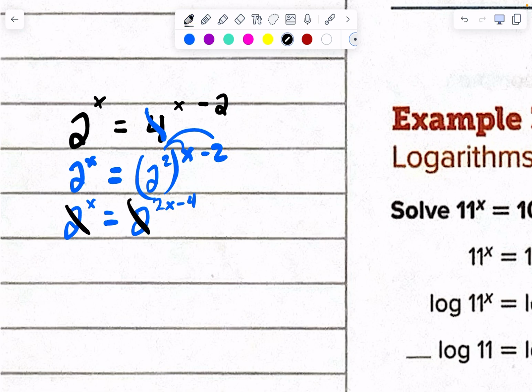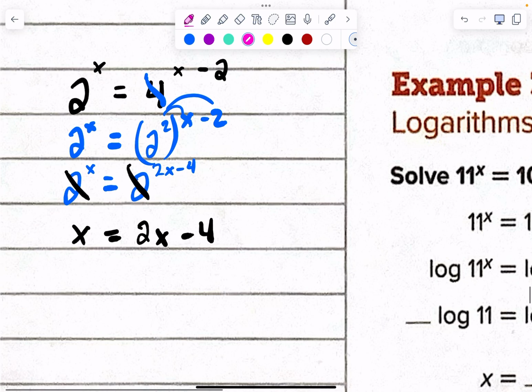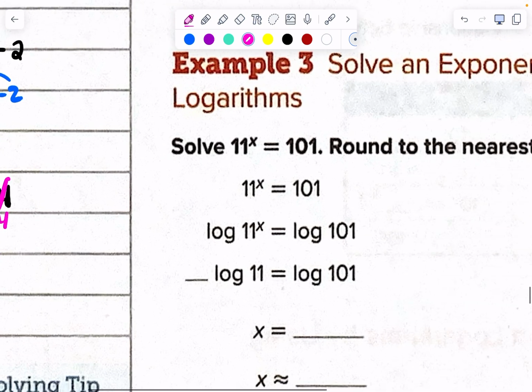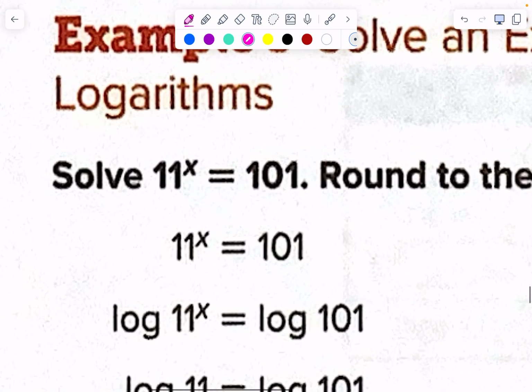The 2's are gone, so I have x equals 2x minus 4. Then what? Add the 4 over, subtract the x. Sure, add the 4 and subtract the x. Okay? And when you do that, you get x equals 4. Yeah? Okay? We made them the same base. Example 3.